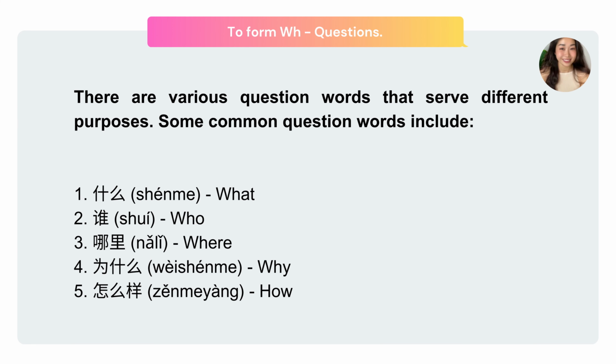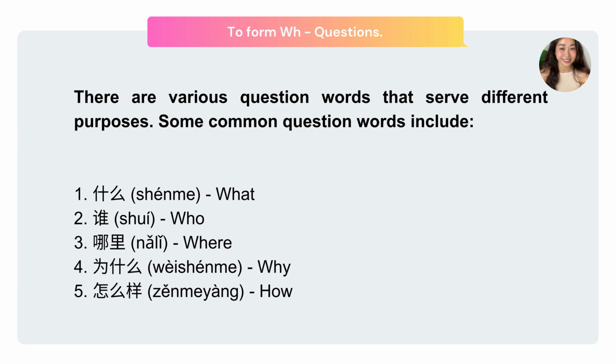Some common question words include the first one, 什么, what. The second one, 谁, who. The third one, 哪里, where. And the fourth one, 为什么, why. And the last one, 怎么样, how.